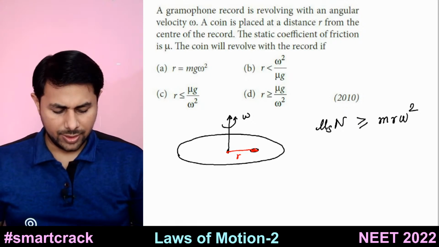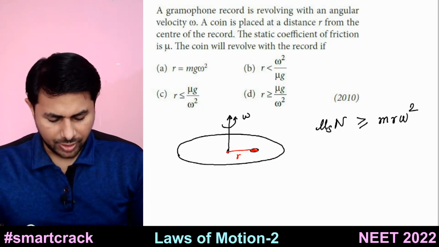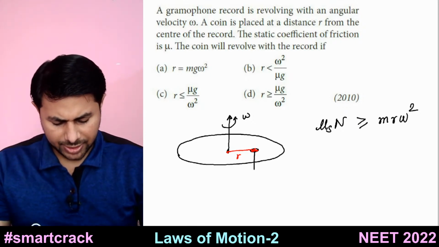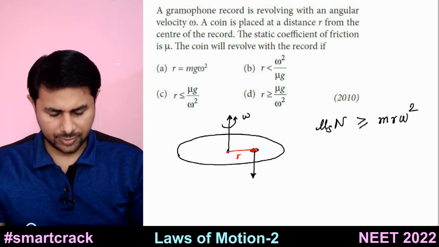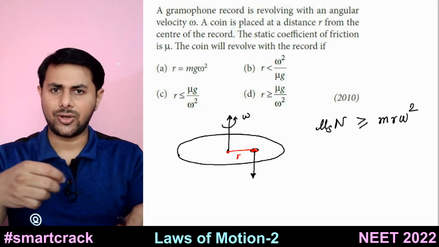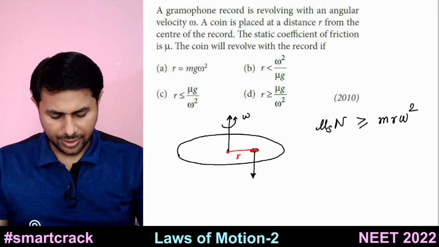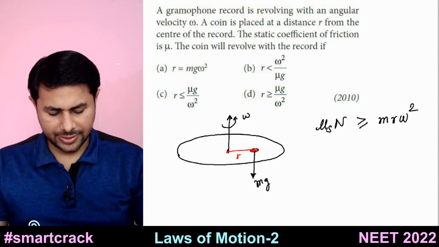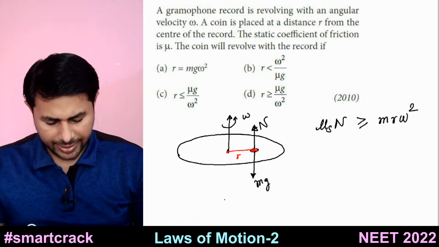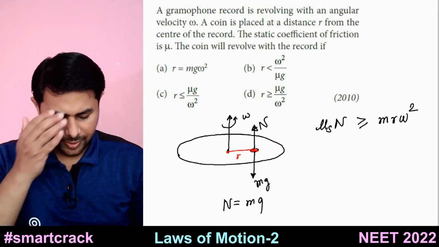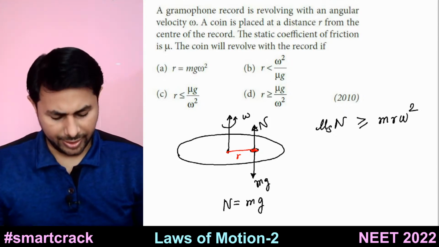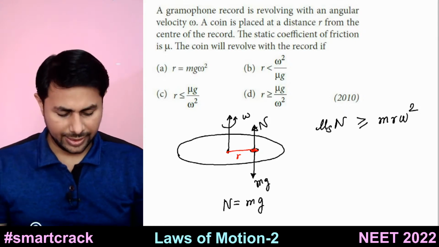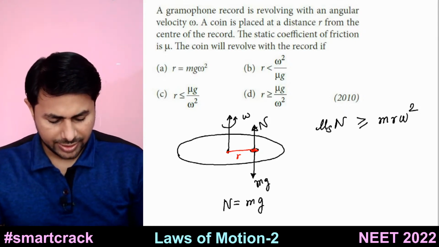Okay, so mu s times normal reaction. We have to find out the normal reaction, and since the coin is resting on a horizontal plane, it's simple. Its weight acts downwards and normal reaction acts upwards. So normal reaction is just equal to the weight of the coin. Okay, so N is equal to mg in this case. So we can substitute that.